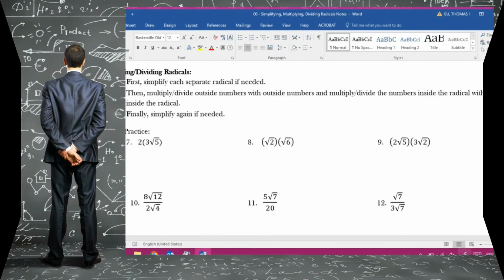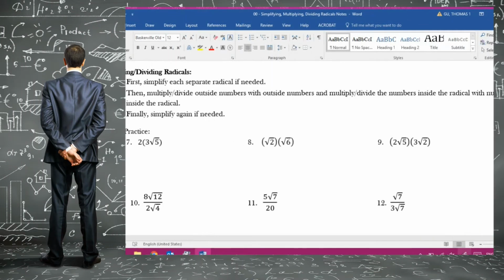Okay guys, so I'm going to show you how to multiply and divide the radicals. It's 3 simple steps. First, simplify each separate radical if you need to. So that means if you can simplify what's inside the radical, do it. Then you're going to multiply or divide, depending on whatever you're doing, the outside numbers with the outside numbers. And then you're going to multiply and divide the numbers inside the radicals by the numbers that are inside the radicals.